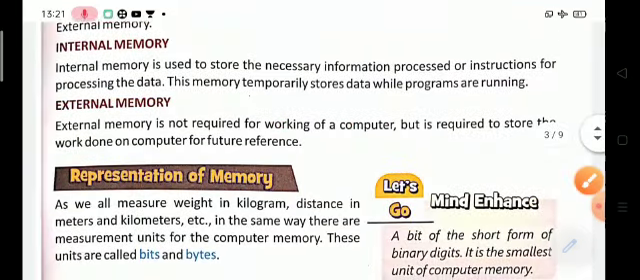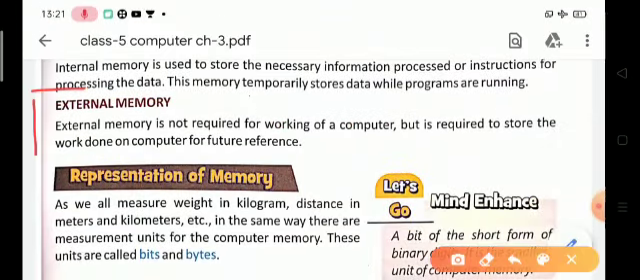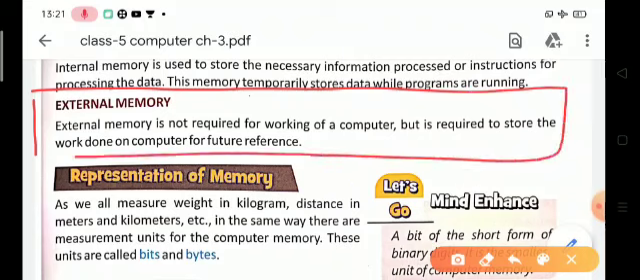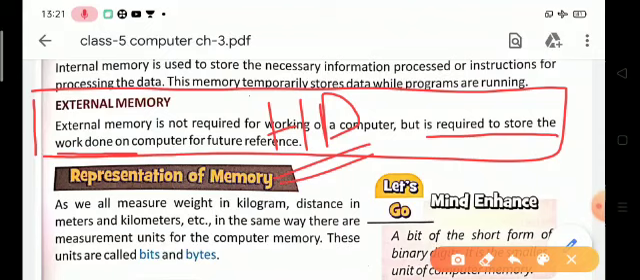Now next is external memory. External memory is not required for the working of a computer, but is required to store the work done on the computer for future reference. For example, hard disks. This is the external memory of the computer. ROM. These are examples of external memory.